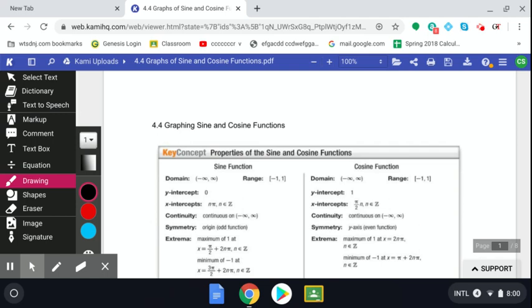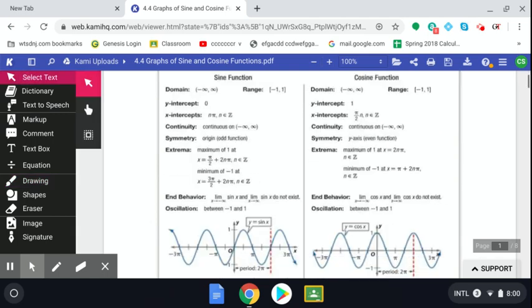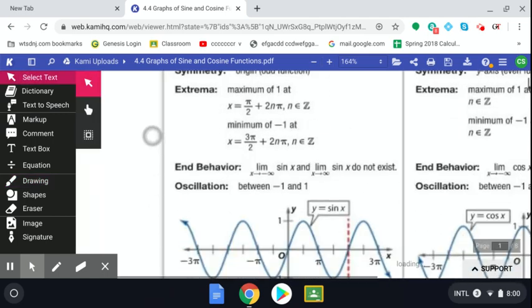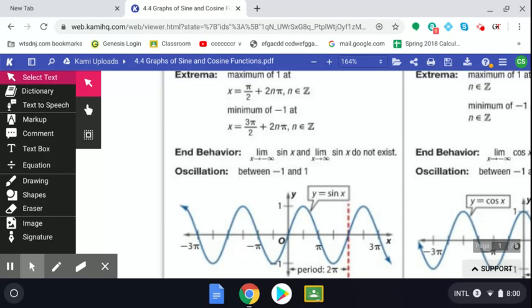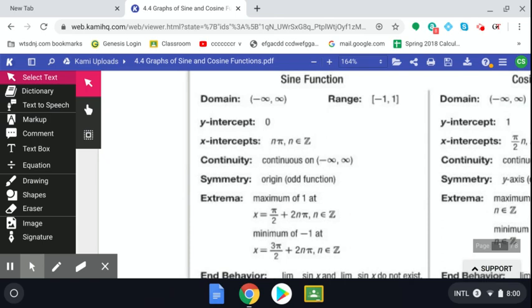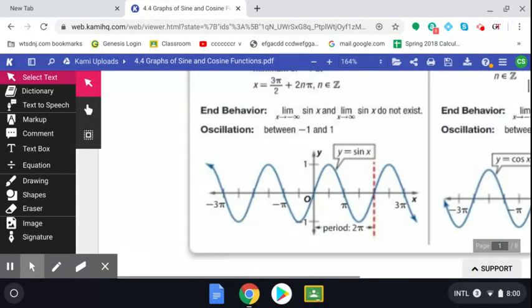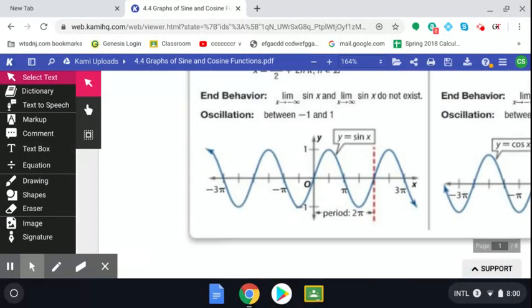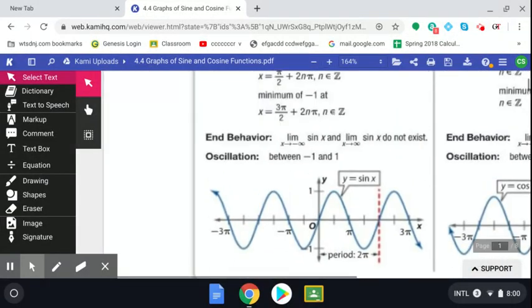All right, so in this section, section 4.4, we're going to talk about how to graph sine and cosine functions. A sine function is going to look like this over here. Cosine function is going to look like this. Where does that come from? Well, first of all, domain is negative infinity to positive infinity, range is negative 1 to 1. As you can see, it's going to repeat itself every 2 pi.